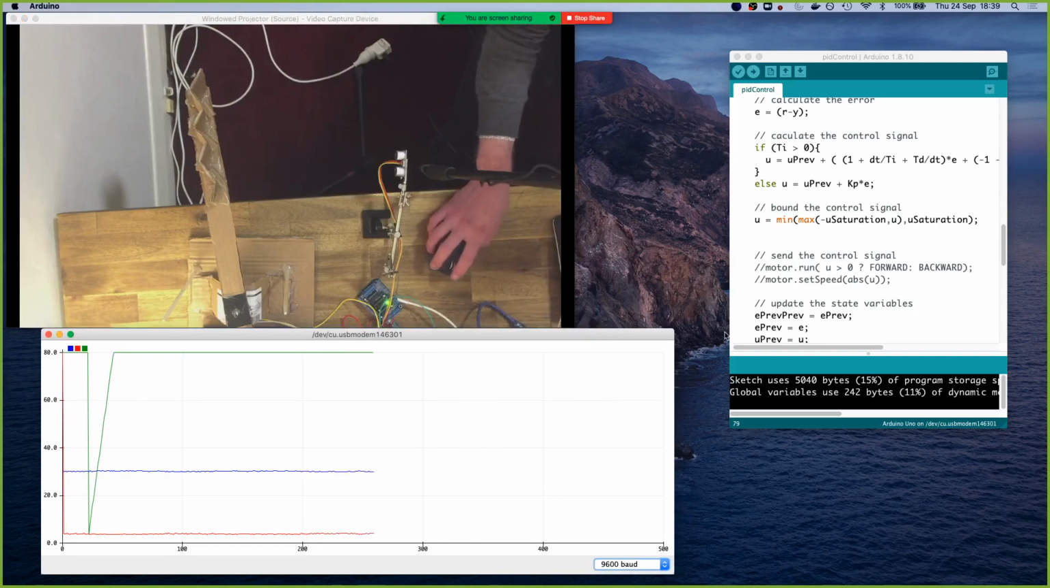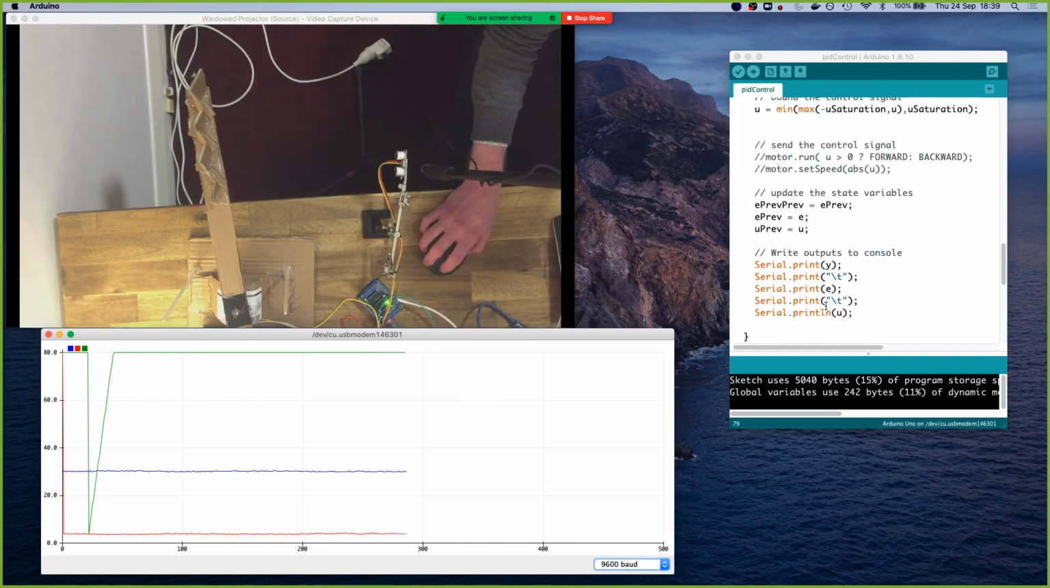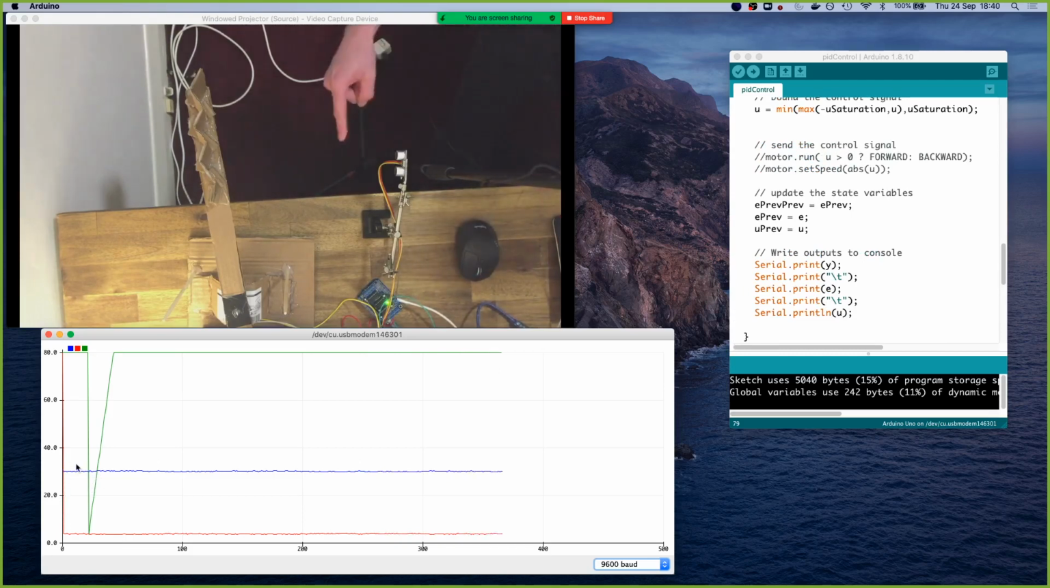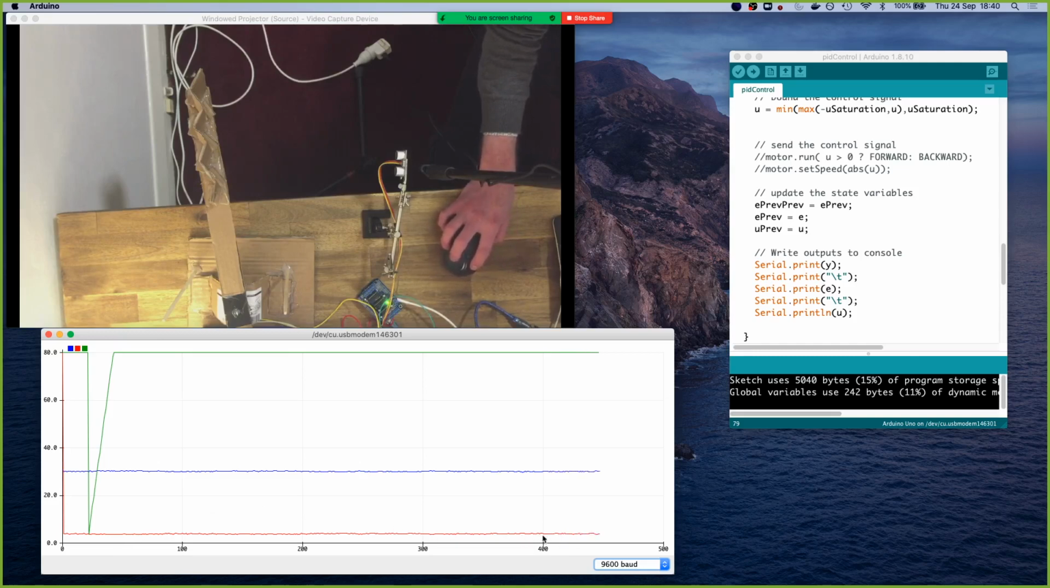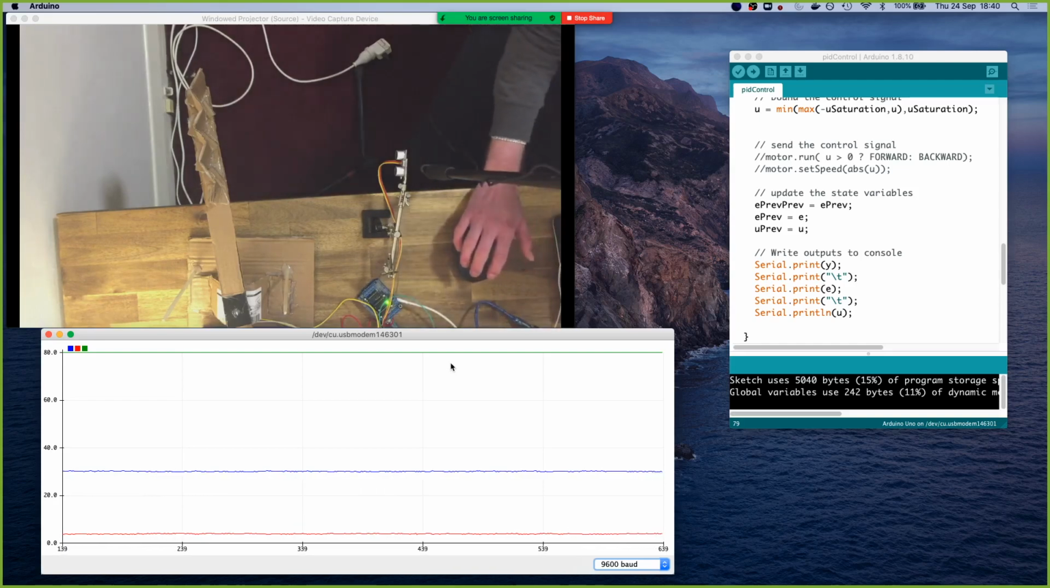So the blue line is Y, so the value of the sensor reading. You can see there it's sitting around 30 centimeters or something. So the distance between the sensor and the paddle. The red is the error term, so that's sitting slightly above 0 at the moment. And the green is the control signal U. So this is what's getting sent to the motor. So a control signal of 80 units. Let's just call them units in this case. It's technically a pulse width modulated signal that's managed by the software setup.